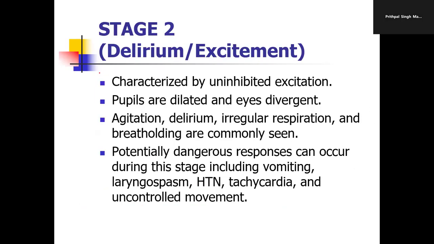Then there is another stage, the stage of delirium or excitement. This stage is characterized by uncontrolled circulation. The pupils are dilated, the eyes are divergent, the patient is agitated, and there is irregular respiration, and potential death may occur. This is a dangerous stage, and during this stage there may be vomiting, and hypertension. Stage one and stage two are not ideal for general anesthetics.